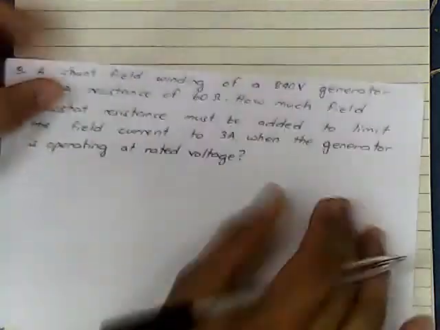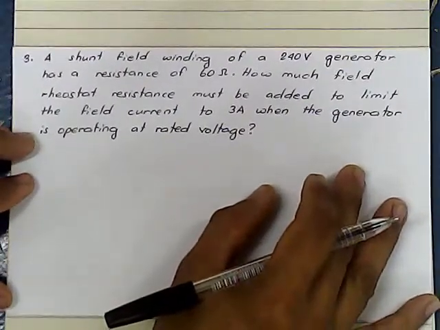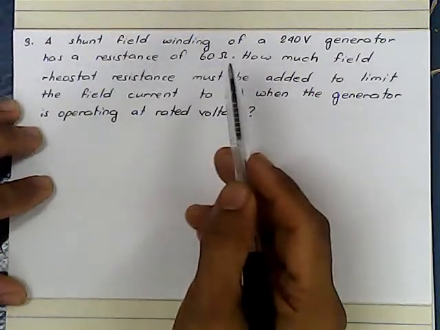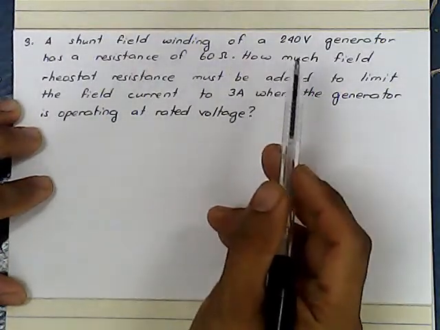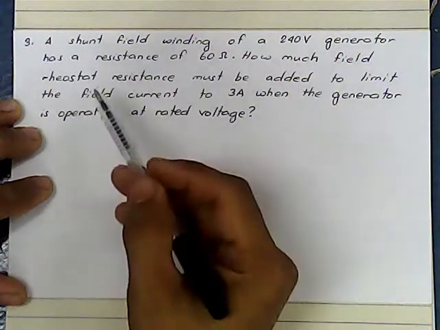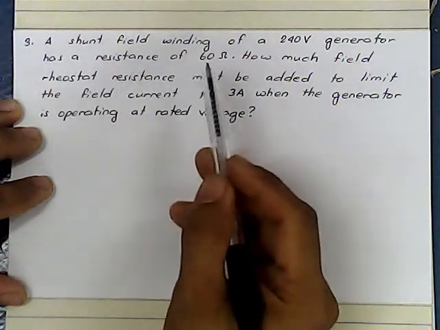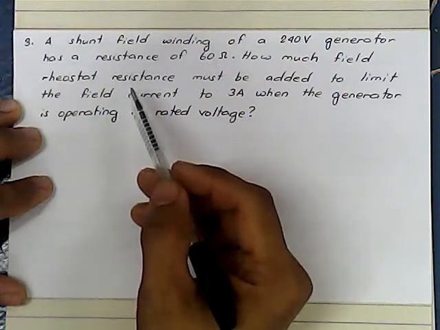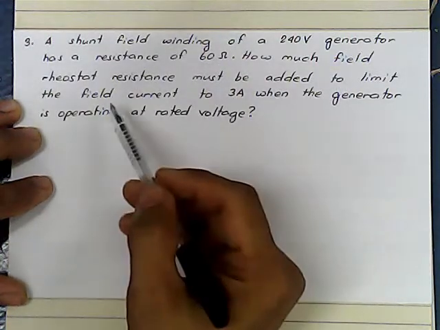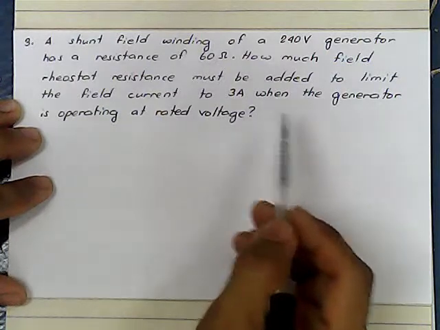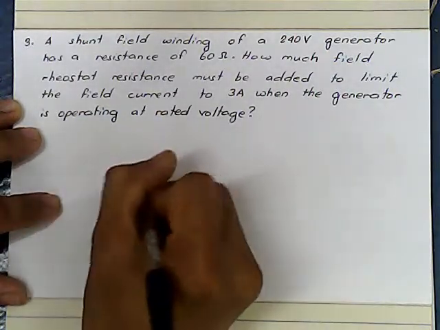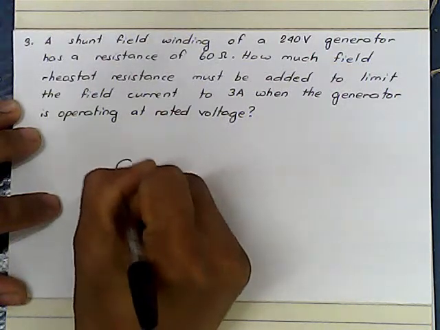Let's proceed to problem number 3. So a shunt field winding of a 240 volt generator has a resistance of 60 ohms. How much field rheostat resistance must be added to limit the field current to 3 amperes when the generator is operating at rated voltage? I-drawing lang natin ulit yung figure natin.